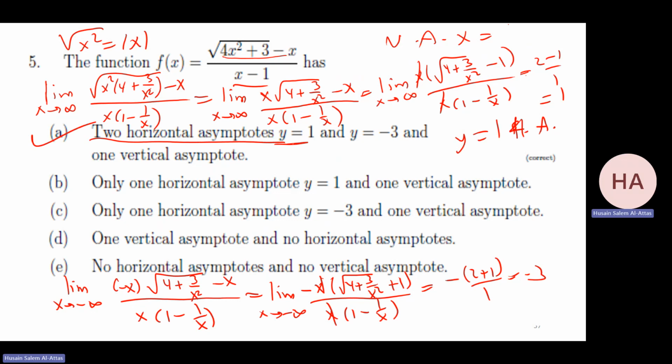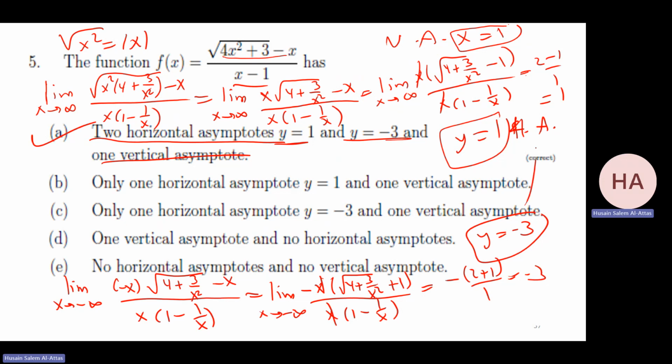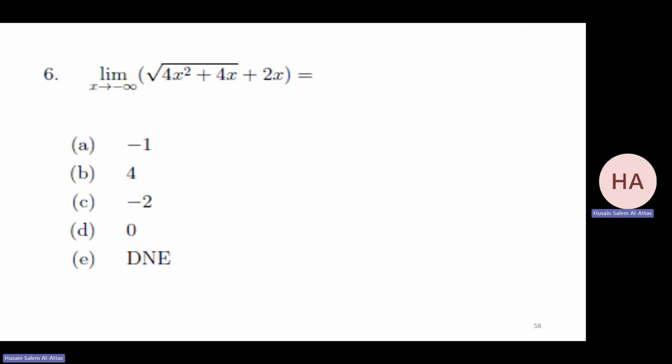Two horizontal asymptotes, y equals 1, y equals minus 3, and 1 vertical asymptote, which is x equals 1. Huh? x equals 1, this is the vertical. Horizontal, y equals 1, and from here, y equals minus 3. These are the horizontal asymptotes. This one, you want to find the limit. If we substitute, you have infinity minus infinity, so you need to be careful. Over 1, rationalize.